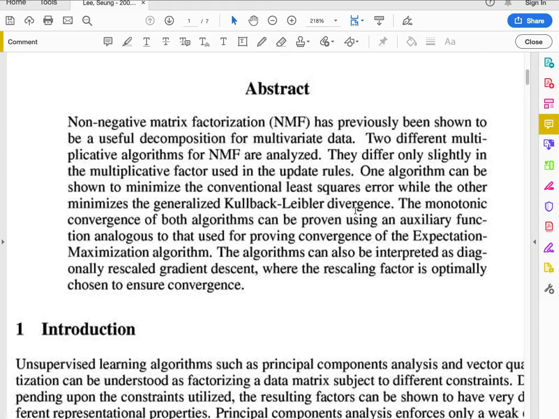The monotonic convergence of both algorithms can be proven using an auxiliary function analogous to that used for proving convergence of the EM algorithm. So there you go. They are making use of an auxiliary loss function, constructing it not using Jensen's inequality, or maybe in one case yes, but in the other case no. But the principle is maintained that we are constructing an auxiliary loss function. The algorithms can also be interpreted as diagonally rescaled gradient descent, where the rescaling factor is optimally chosen to ensure convergence. Okay, this part can be ignored for now.